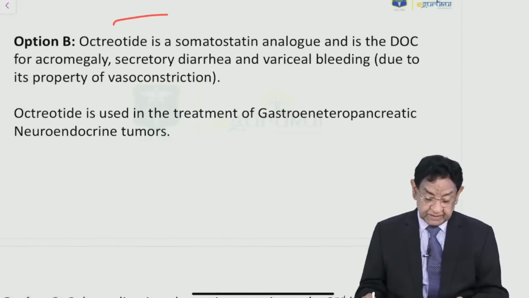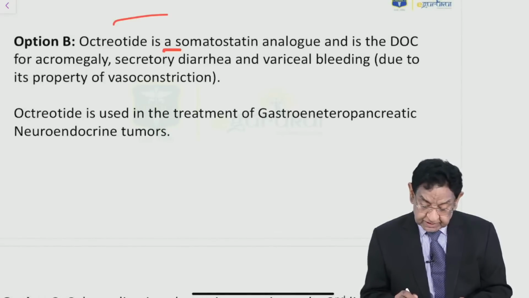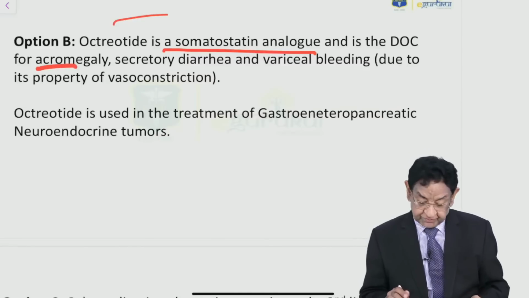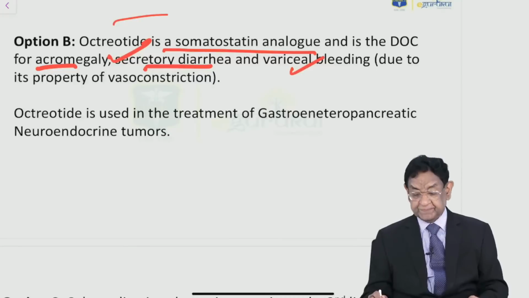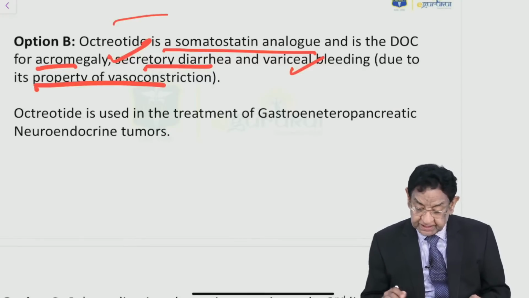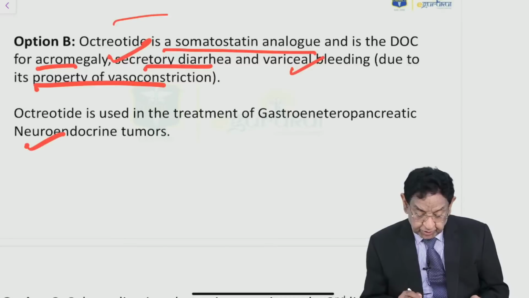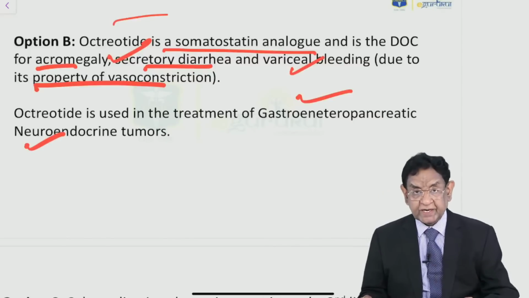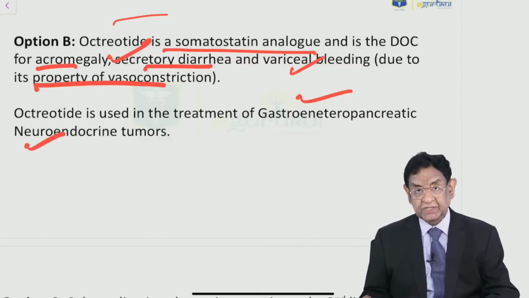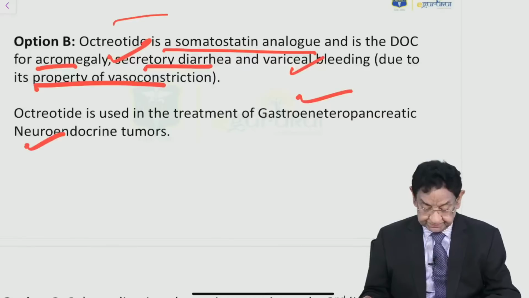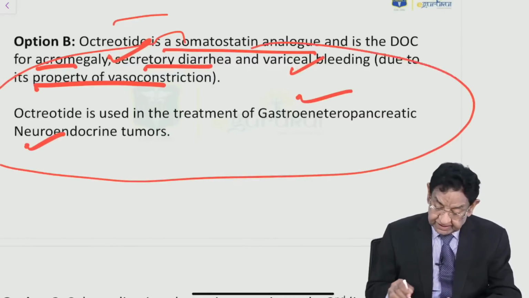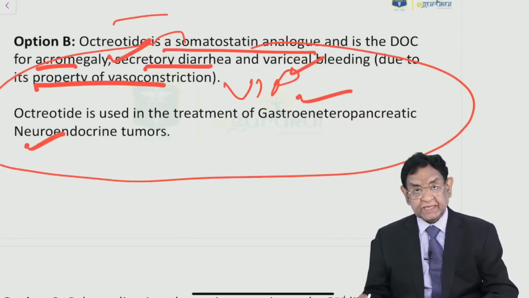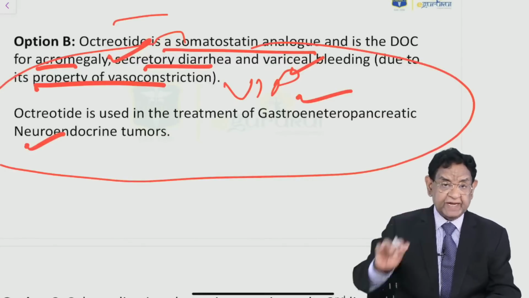But just to inform you, octreotide, which is a somatostatin analog, we use not only for acromegaly. This is a very, very important question. We also use it for secretory diarrhea. We also use it for variceal bleeding because it can lead to vasoconstriction. We also use it in neuroendocrine tumors or gastropancreatic tumors. So there are many other uses of octreotide. This is a VIP topic. Other than acromegaly, the uses are a VVIP topic.